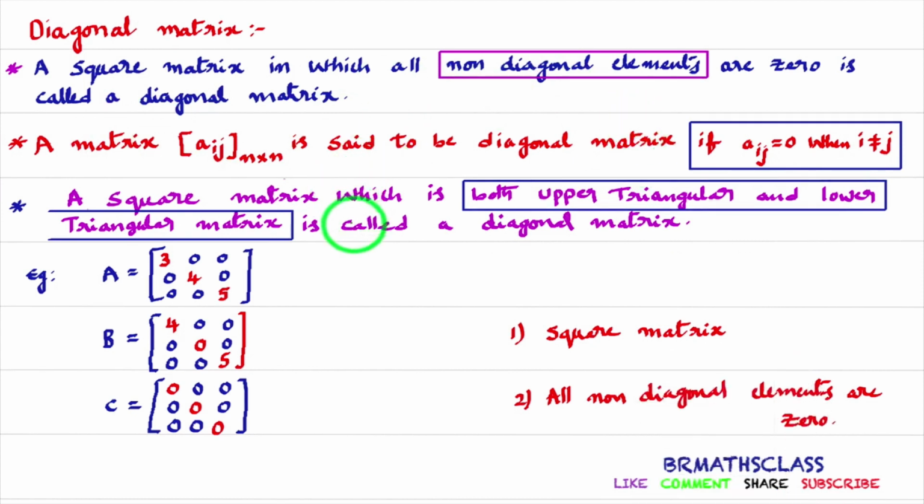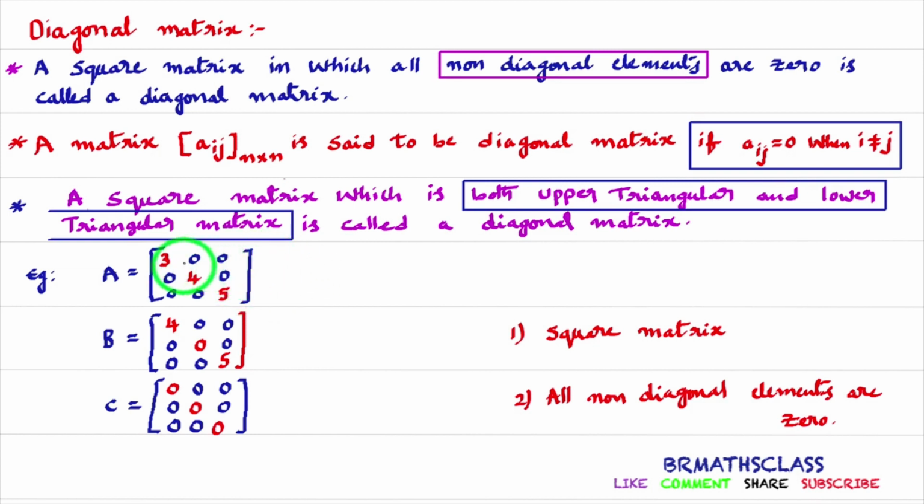Right? You see the third version of this diagonal matrix definition. First of all, it must be a square matrix. A square matrix which is both upper triangular and lower triangular is called a diagonal matrix. To understand this, you must know what an upper triangular matrix and a lower triangular matrix are. What is an upper triangular matrix? A square matrix in which all the elements below the diagonal elements are 0. Similarly, what is a lower triangular matrix? A square matrix in which all the elements above the principal diagonal are 0, that is called a lower triangular matrix.